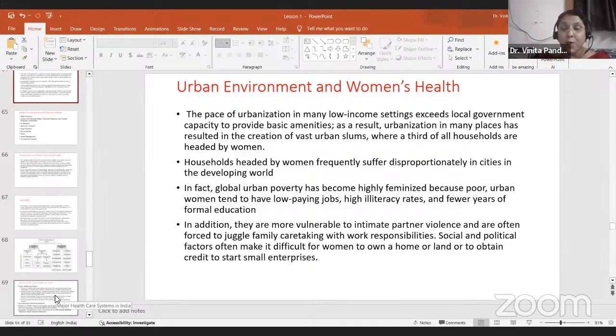Now, you might be thinking, is poverty also male and female? So, my dear friends, there is a concept called the feminization of poverty. I request you to do further reading on that to understand how poverty also hits women more badly when compared to men. Highly feminized because poor urban women tend to have low paying jobs, high illiteracy rates, and fewer years of formal education. So this is the main culprit in the feminization of poverty. And they are also more vulnerable to partner violence, domestic violence, sexual violence can be higher, and they have to take care of not only the family but also work as domestic help or in the informal sector. And social and political factors also make it more difficult for women to take loans, and this will have its own impact.